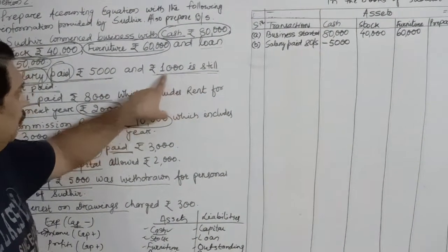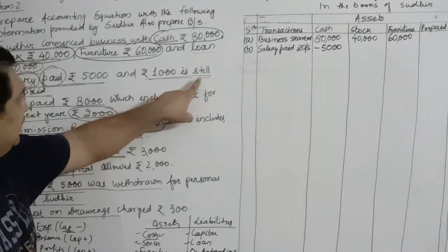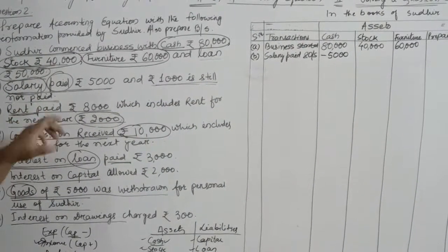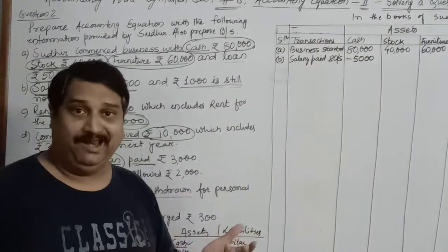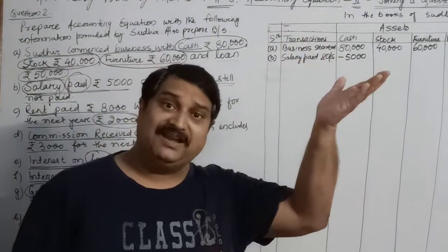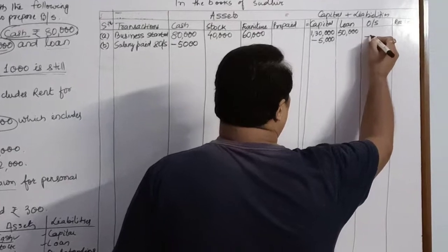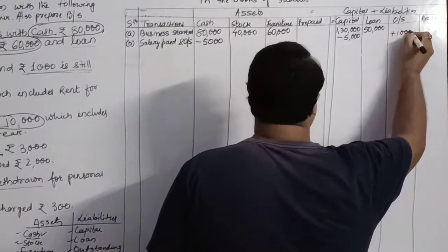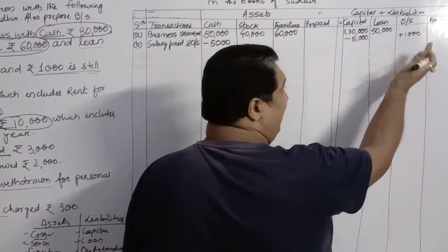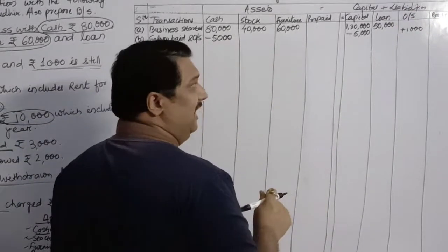Let's see this one. What is this? Rupees 1,000 is still not paid. So what is that? That is an outstanding. Outstanding means we will pay it in future. So that is my liability. Rupees 1,000 is the salary which is not yet paid. This will increase my liability.